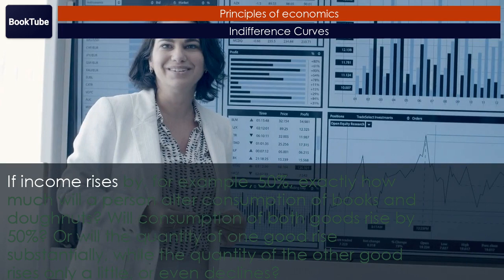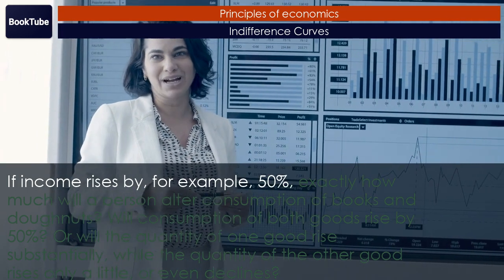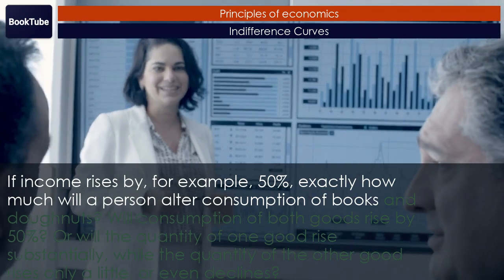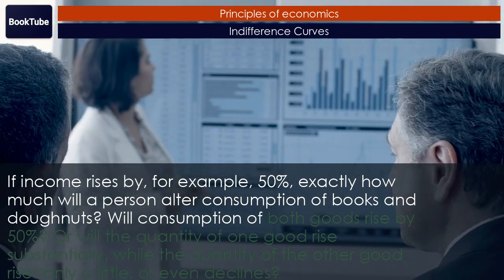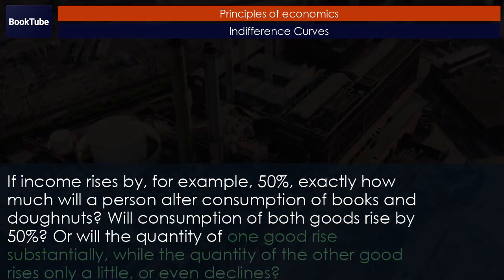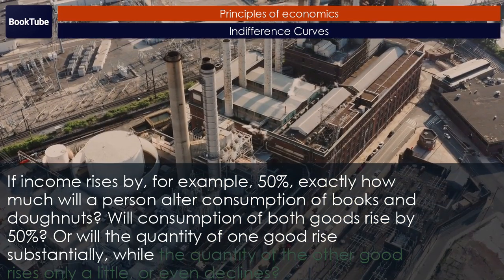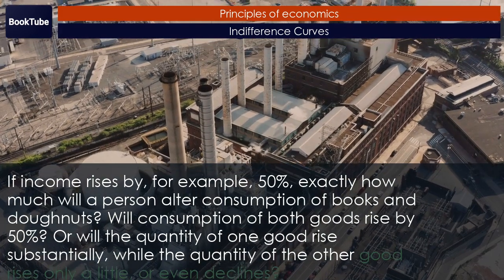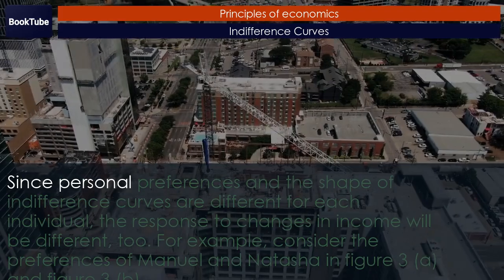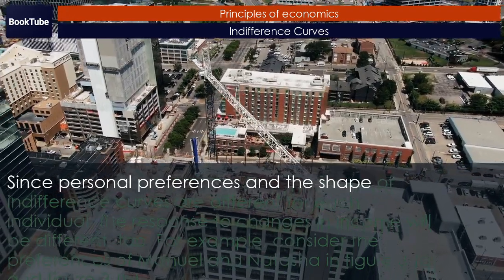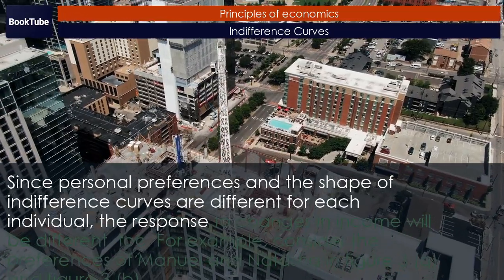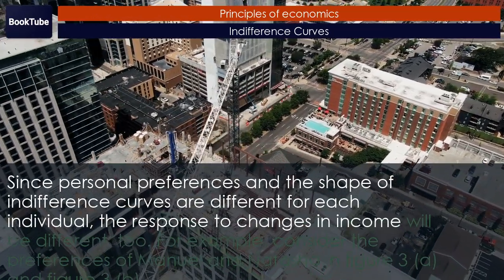If income rises by, for example, 50%, exactly how much will a person alter consumption of books and donuts? Will consumption of both goods rise by 50%? Or will the quantity of one good rise substantially, while the quantity of the other good rises only a little, or even declines? Since personal preferences and the shape of indifference curves are different for each individual, the response to changes in income will be different, too.